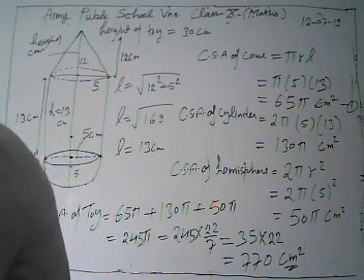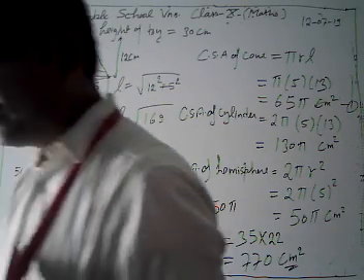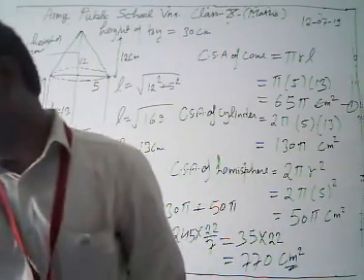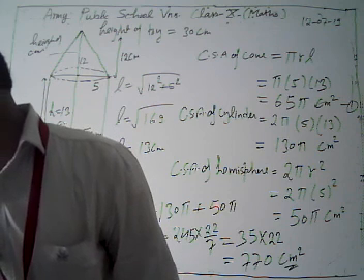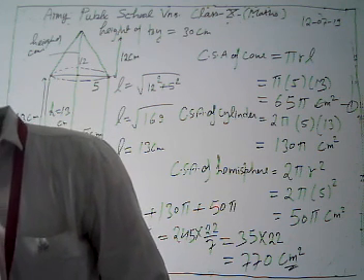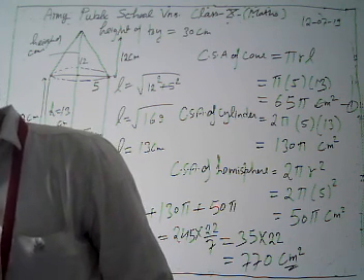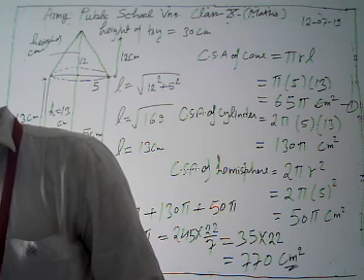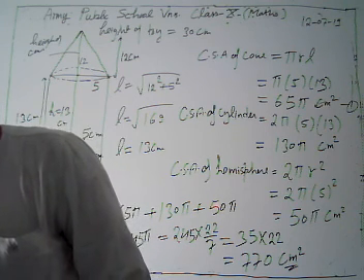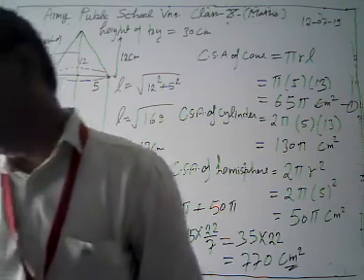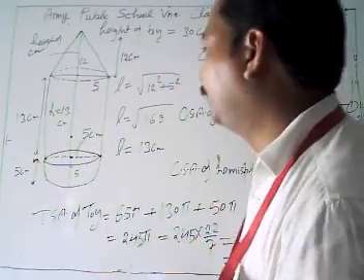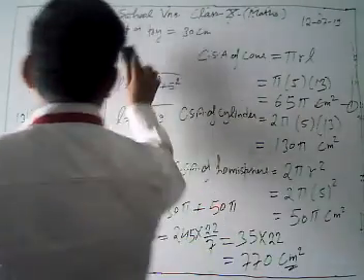In our next problem, it's given there: a wooden article was made by scooping out a hemisphere from each end of a solid cylinder, as shown in the given figure. If the height of the cylinder is 10 centimeter and the base radius is 3.5 centimeter, find the total surface area of this article. Now again we have to draw a figure there.